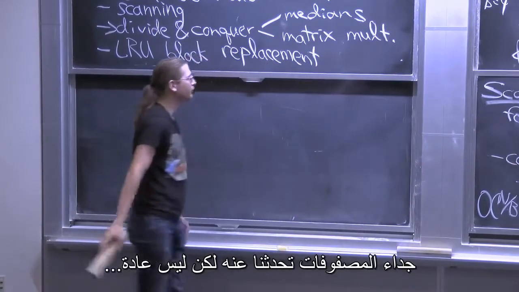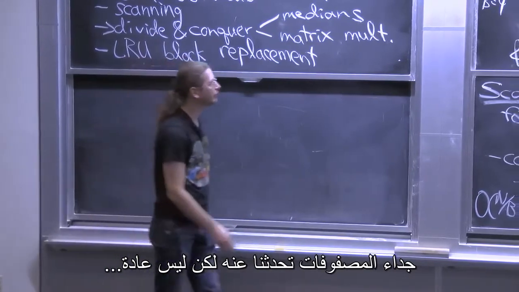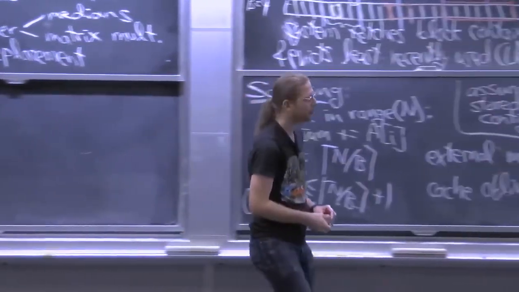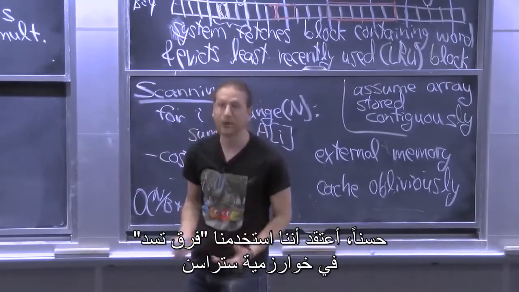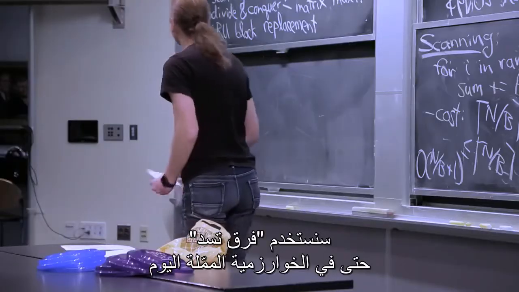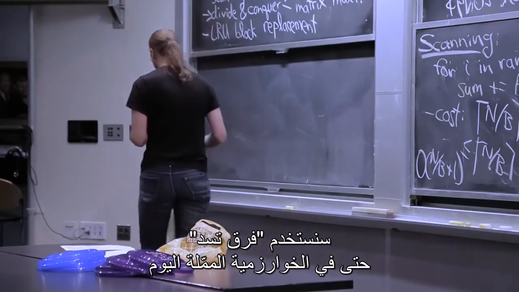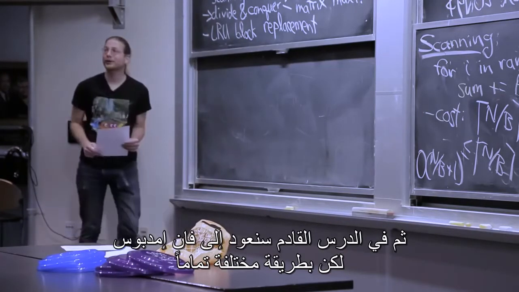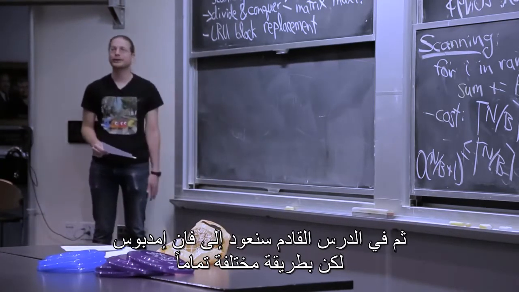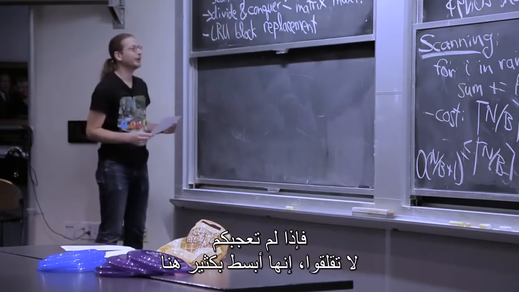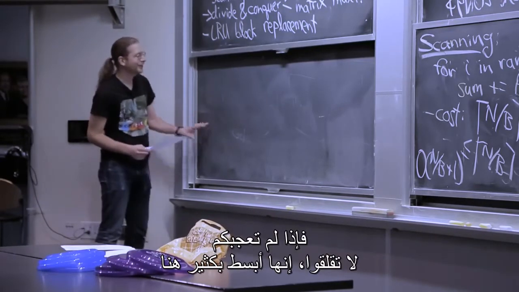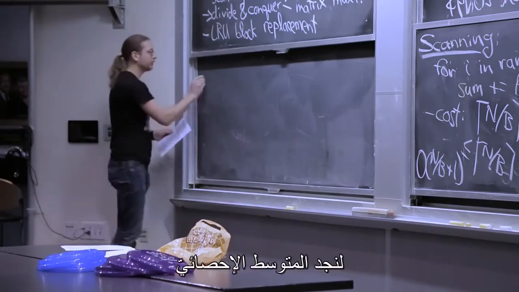Matrix multiplication we've talked about, but not usually as, well, I guess we did actually use divide and conquer for Strassen's algorithm. We're going to use divide and conquer even for the boring algorithm today. And then next class, we're going to go back to van Emde Boas, but in a completely different way. So if you don't like van Emde Boas, don't worry. It's much simpler.